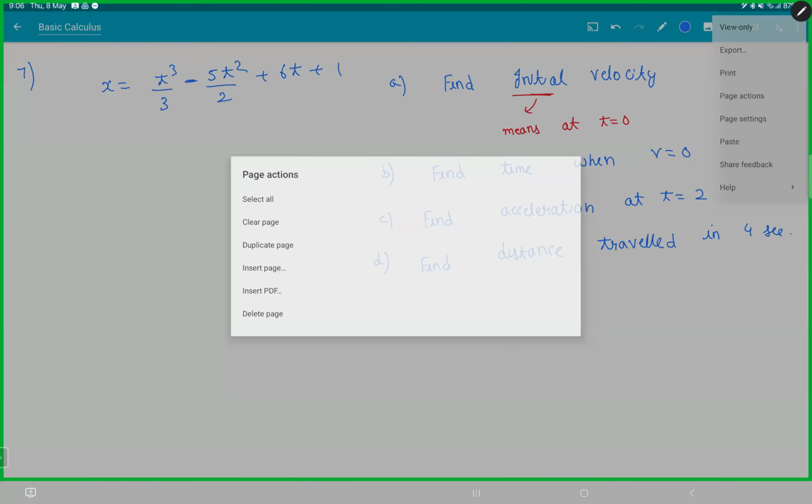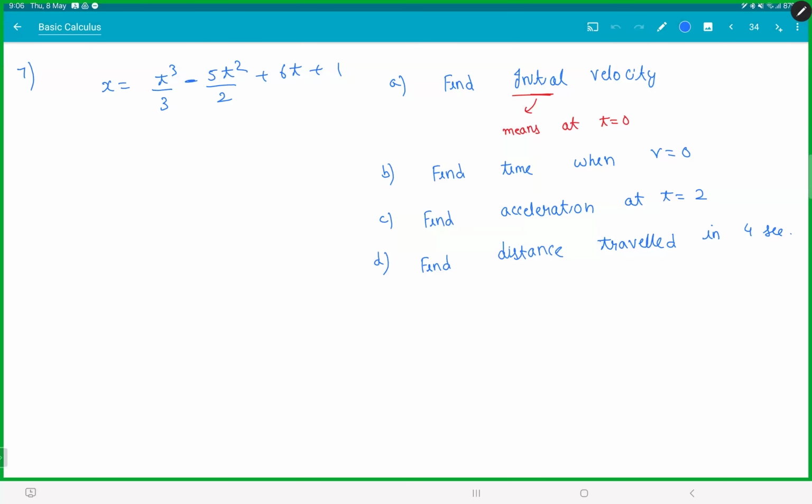Okay, let's see the first part. So what do you want? Initial velocity? First differentiate: v is dx by dt. The differential of t cube is 3t square, the 3 will cancel, t square I'm writing down directly. The differential of t square is 2t, the 2 will cancel, you'll be left with 5t. The differential of 6t, dt by dt is 1, you'll get 6. The differential of 1 is 0. This is your velocity, everyone. You're asking initially, meaning at t is equal to 0. At t is equal to 0, velocity will be 0 minus 5 times 0 plus 6. This is also 0, so it's 6.